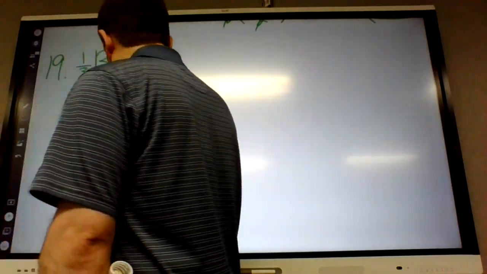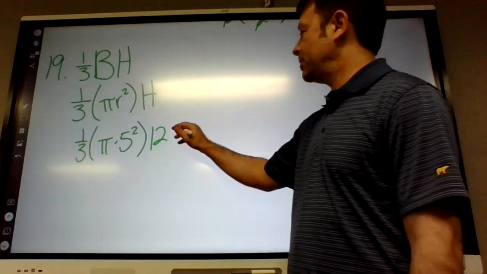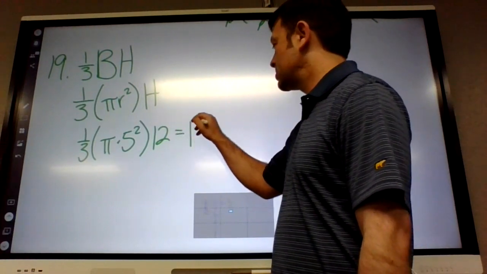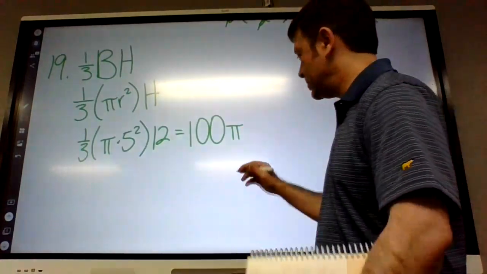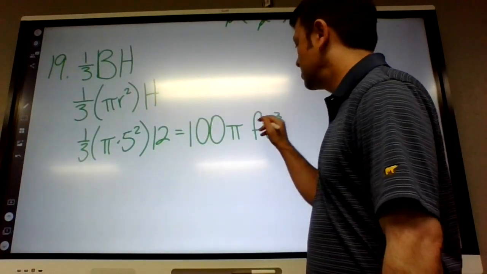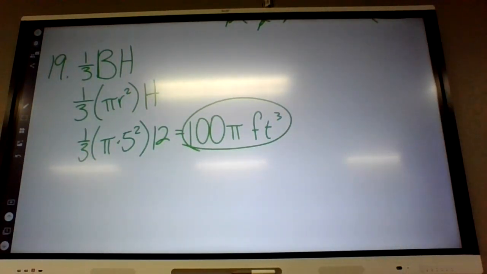And the height is 12. So I think this one came out as 100 pi feet cubed. That isn't that bad. Some of them are kind of messy, but those were earlier in the assignment.